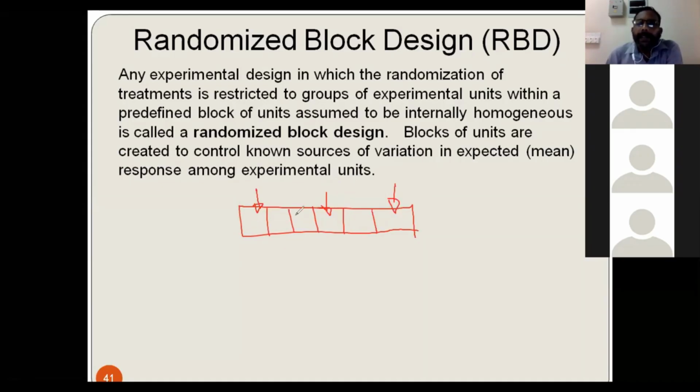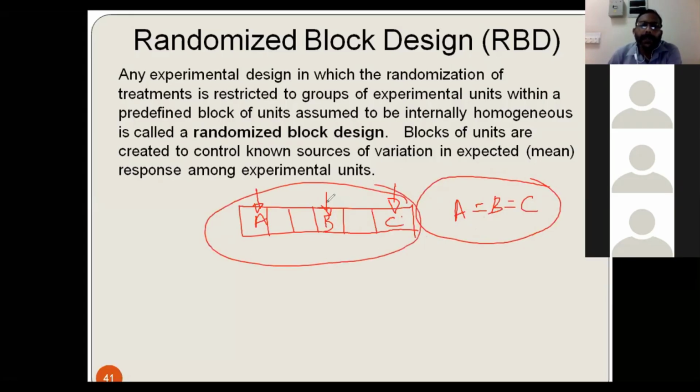if you don't have any variation, or if you take this experimental unit A, B, and C, if A, B, C all are in the same condition, then we can say this is a homogeneous block.